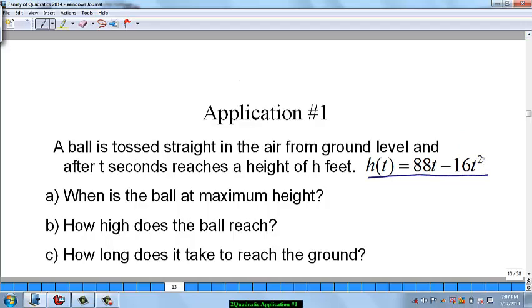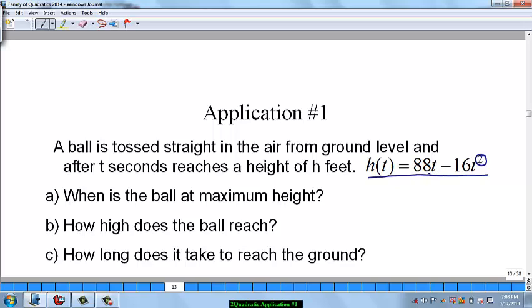First of all, I know it's a quadratic because of this 2. It's squared, so I know it's going to be a quadratic. And it makes sense. If you're going to throw a ball in the air, gravity is going to pull the ball back down and hit the ground, so it curves to go down.